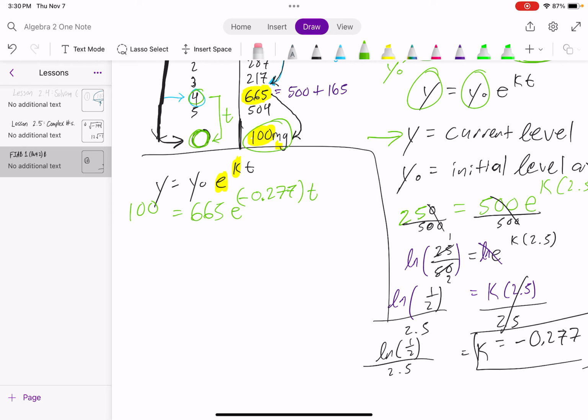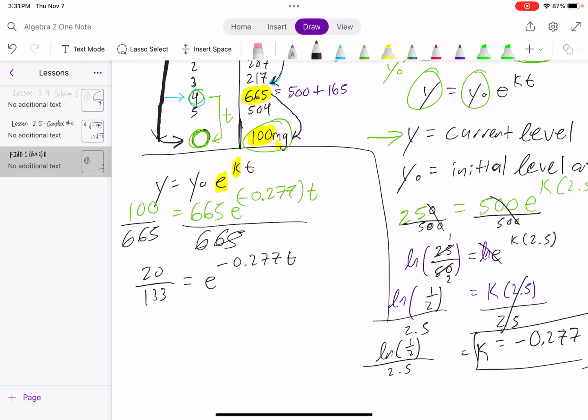And when we divide things out, we get divided by 665. All right. And let me just simplify that. 100 over 665. I kind of don't want to do that. Let's just divide by 5. We get 20 over 133. Okay. Is equal to e to the negative 0.277 t.